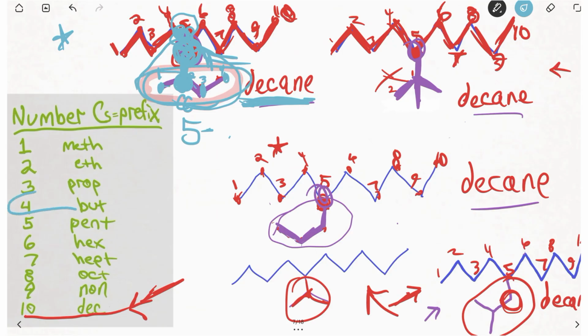So let's look up 4. 4 is but, so we're going to go but, and we're going to put the yl at the end of it because it's the substituent. And then we're just going to go ahead and write the rest of the word, decane. So 5-butyl decane. Now let's look at this one next to it on the right.